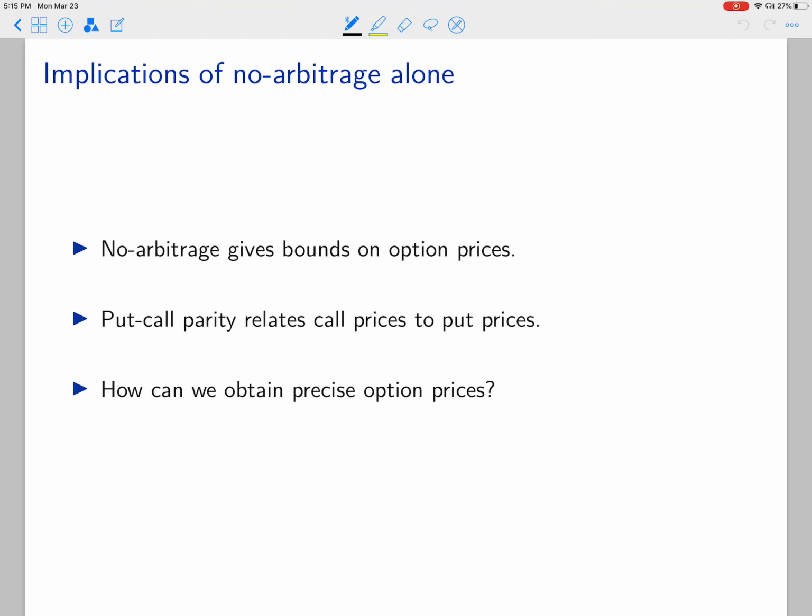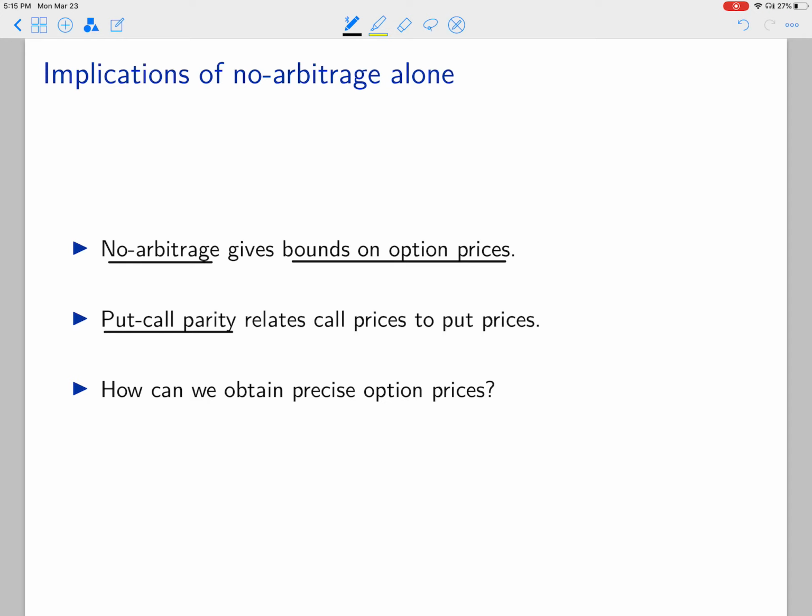Okay, let's get started. Up until this point, we have not made any assumptions about the distribution of stock prices. No arbitrage, that assumption that prices do not permit arbitrage alone, gave us upper and lower bounds on option prices. We learned about this in Lecture 10. And put-call parity provided us with the ability to calculate call prices from put prices and vice versa. We also learned about this in Lecture 10.